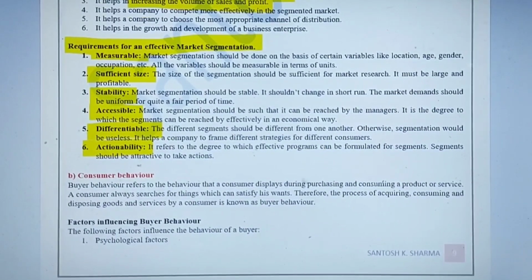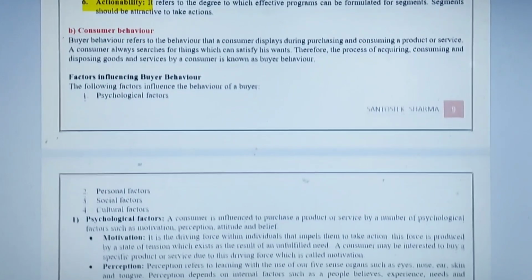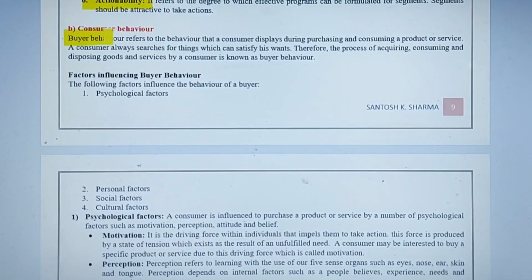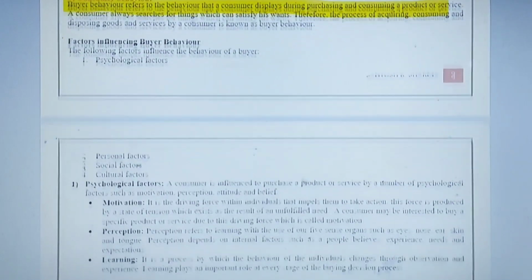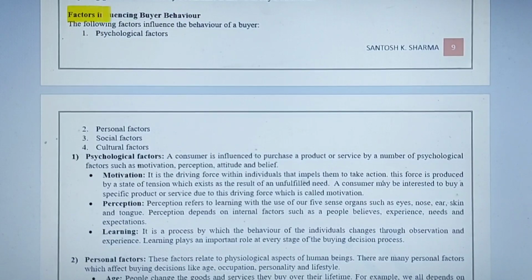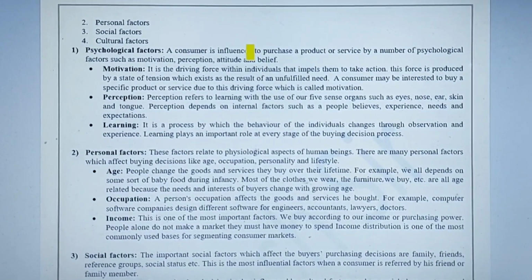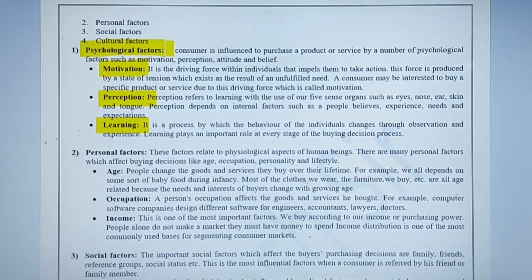Okay, and let's move on to the next question: consumer behavior. As we know, buyer's behavior refers to the behavior. Just now I told you about this in question number 1. And this question: what are the different factors that influence the buyer's behavior? So these 4 factors are there which affect the buyer's behavior. The first one is psychological factor. Before a buyer makes a decision of purchase, all these factors work for him: motivation, perception, and learning. These are all psychological factors that the consumer or the buyer exhibits before making a purchase decision.